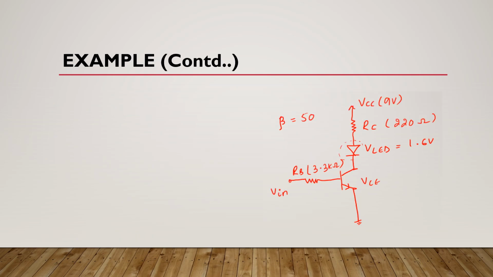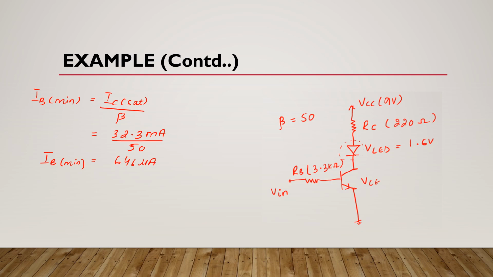Now we will find the minimum value of base current. We know that the formula for this minimum value is saturated collector current divided by beta. This saturated collector current is 32.3 milliamperes, and here beta is 50. After solving this, you will get 646 microamperes.